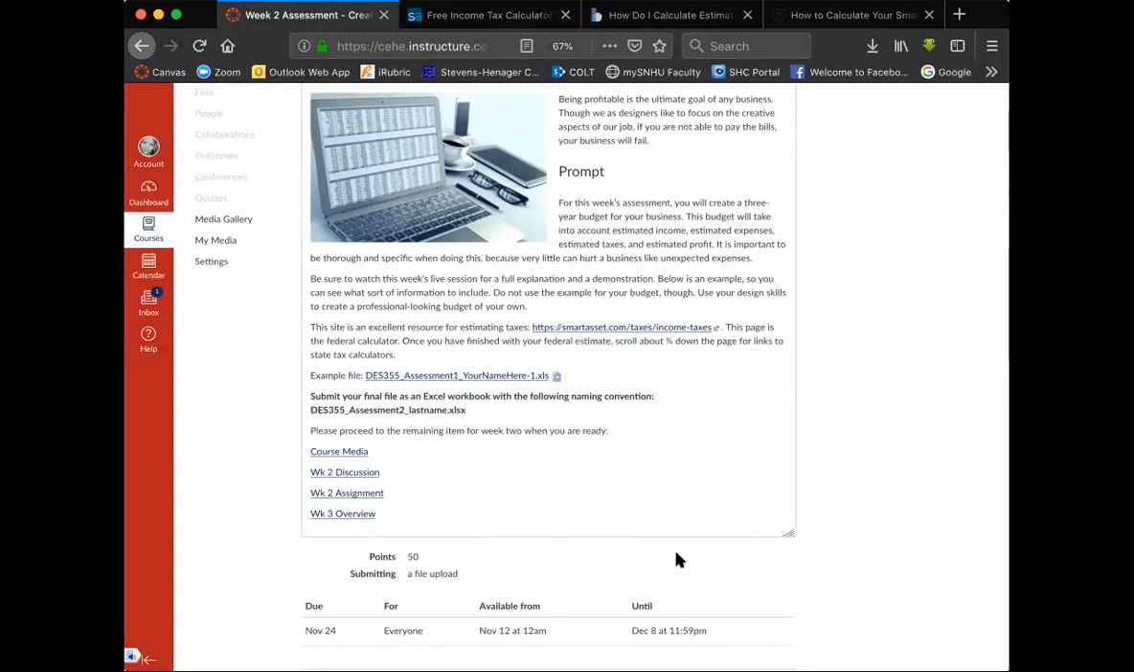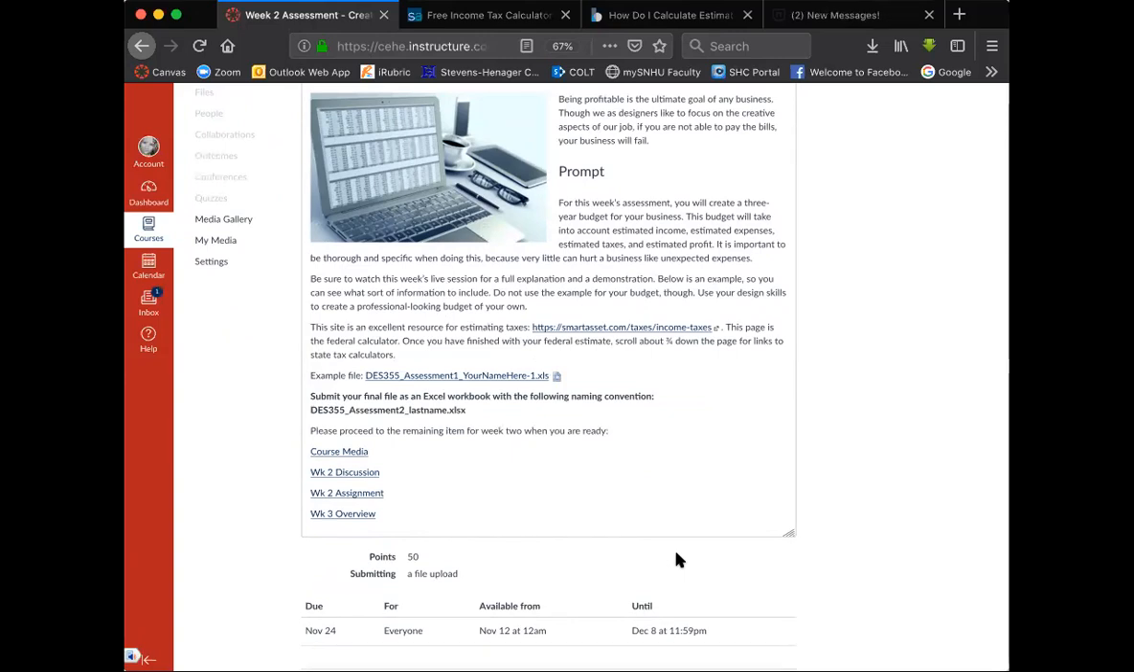It is important to be thorough and specific when doing this because very little can hurt a business like unexpected expenses. Be sure to watch this week's live lecture for a full explanation and demonstration. Below is an example so you can see what sort of information to include. Do not use the example for your budget though. Use your design skills to create a professional looking budget of your own.